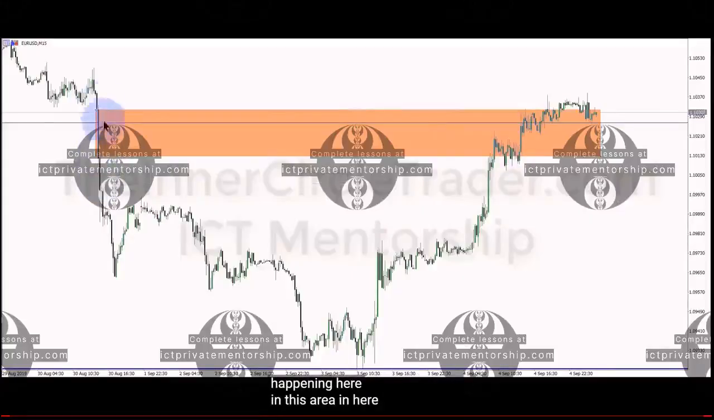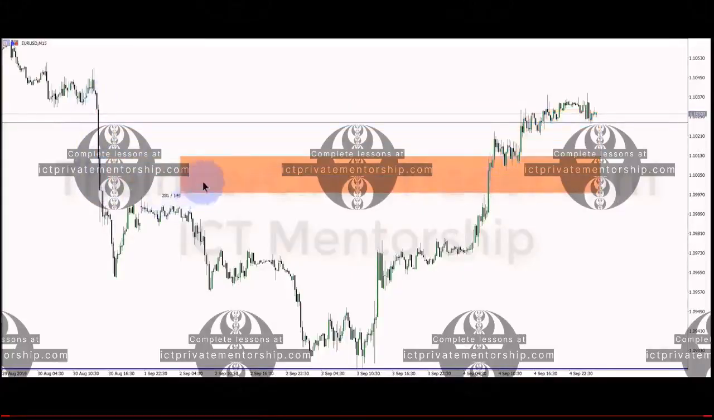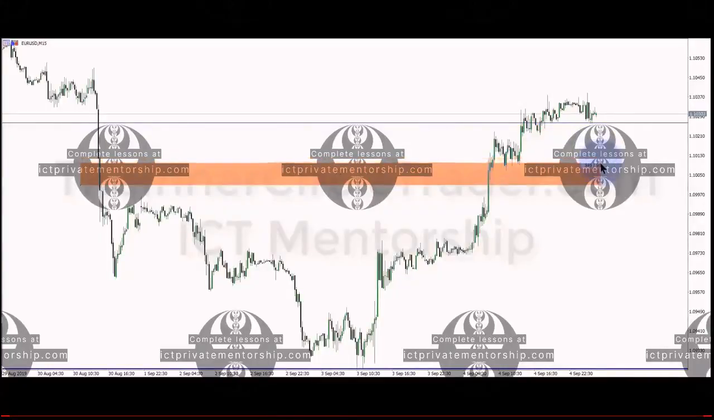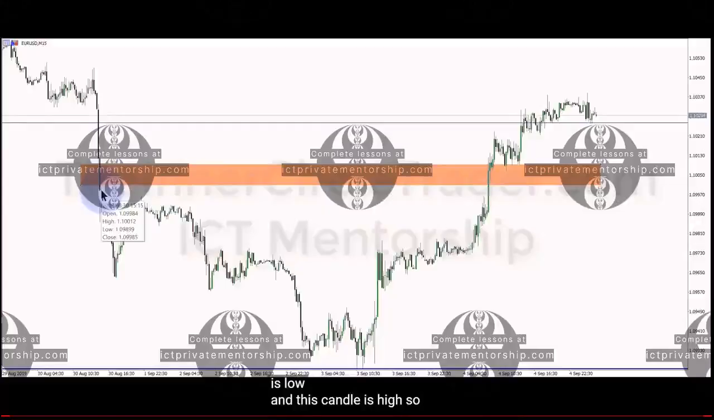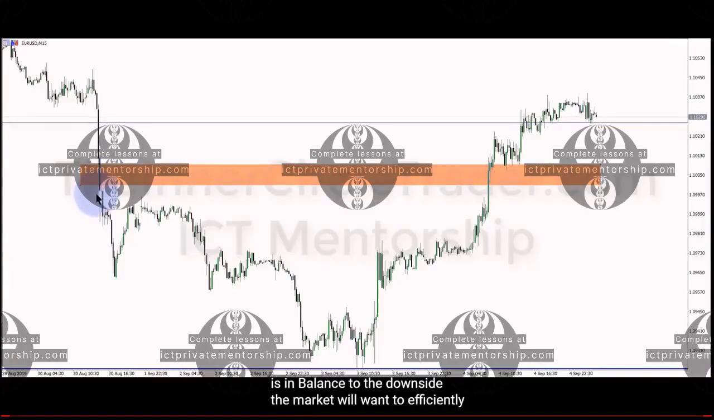In this area in here, right there, we have again another section of SIBI, sell side imbalance, buy side inefficiency. In other words, only one single candle passed between this candle's low and this candle's high. So all of this is imbalanced to the downside. The market will want to efficiently trade to the upside. The market trades up, passes back down to this level here.